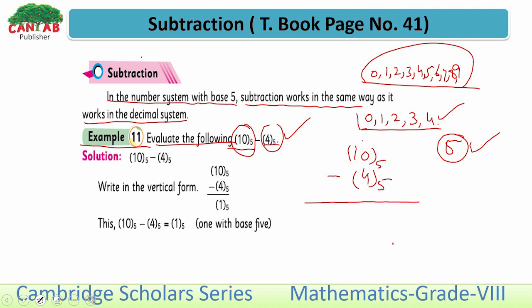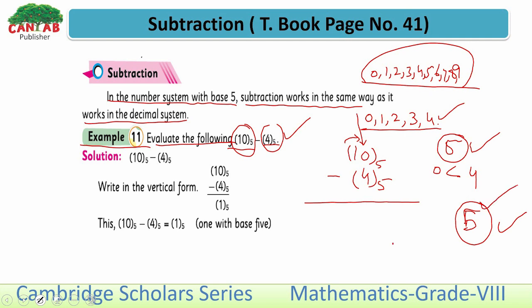Subtract the first column. 0 minus 4. We cannot subtract 4 from 0 because 0 is less than 4. Now we need to borrow from the second column. What do we have to borrow? The base number we need to borrow, that is 5. In base 10 number system, we borrow the base number, that is 10. Here we will borrow the base number 5.